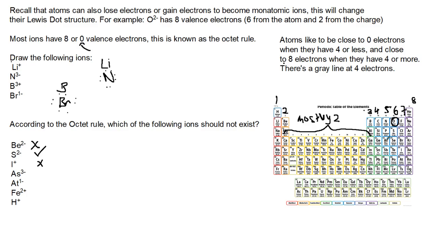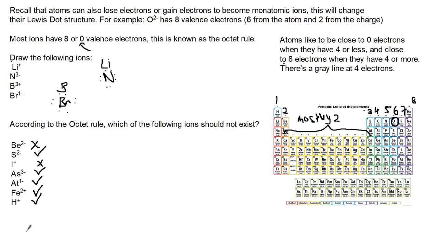As3-, because I'm even confusing myself. As3- exists because it gets 3 electrons. At- exists because it gains 1 electron. Iron 2+, that does exist because remember we talked about it last time. And then H+. H+ has absolutely 0 electrons. H+ has 0 electrons.